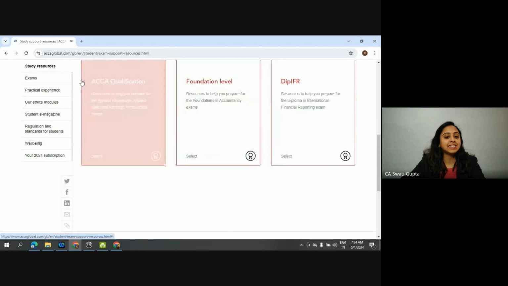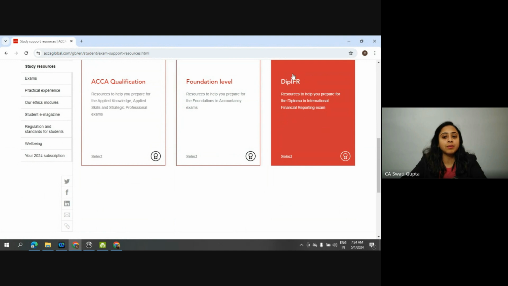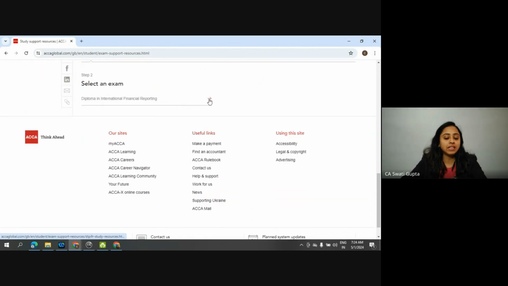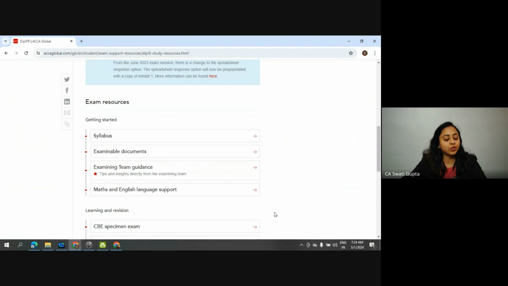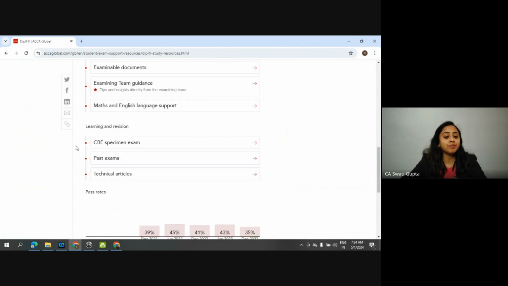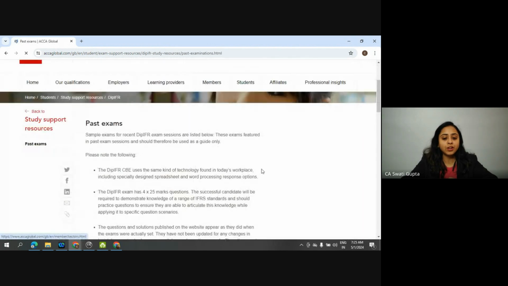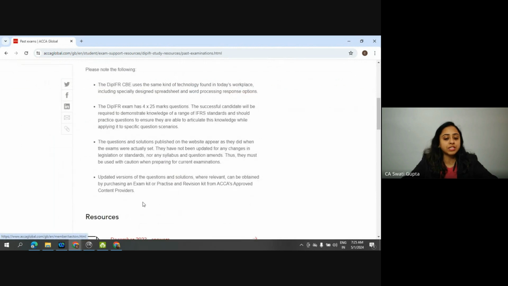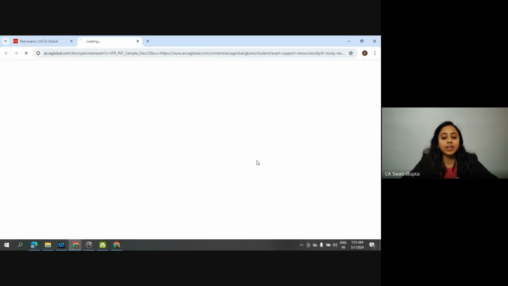Now, ACCA has its own qualification, the entire degree, as well as one single diploma that can be claimed. So we are learning about DipIFR, the diploma in international financial reporting. If you select this, there are so many options already given. What is the syllabus? What are the documents? How does the exam look? What are your past papers? For example, past paper. If you look at this, you can quickly take a note of the same. There is 3 hour time given. For example, if you click on this, you'll see how your exam portal looks.